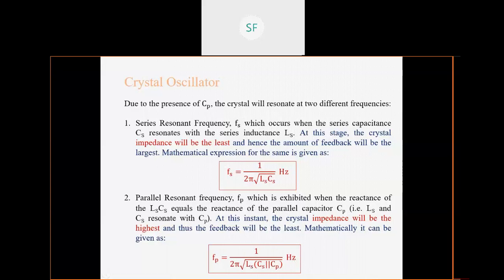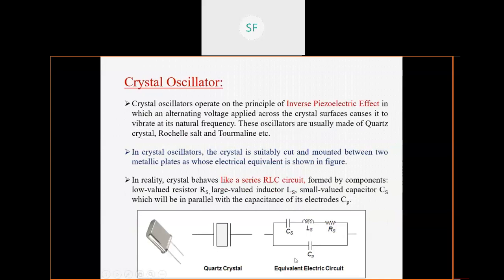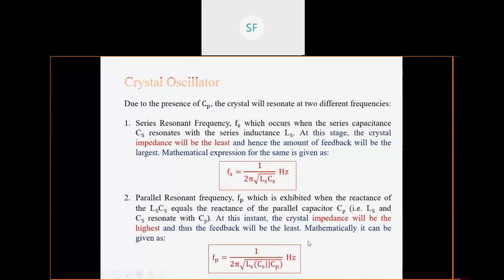Okay. So now what are the takeaway points from this slide: you must remember this equivalent circuit diagram, which is very important. And due to the presence of Cp in your circuit, there will be two resonant frequencies. First one will be series resonant frequency, which is given by this formula, and second one will be parallel resonant frequency, given by this formula.